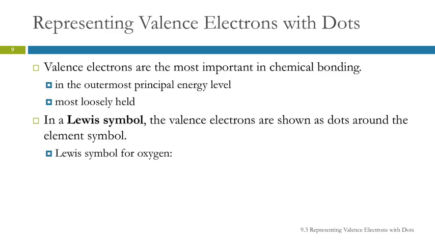So we can write a Lewis symbol for oxygen. So we start with the element symbol O, and then we ask ourselves, how many valence electrons does oxygen have? 6. We know that because it's in group 6, right? So that's easy. So I'm going to put 6 dots.